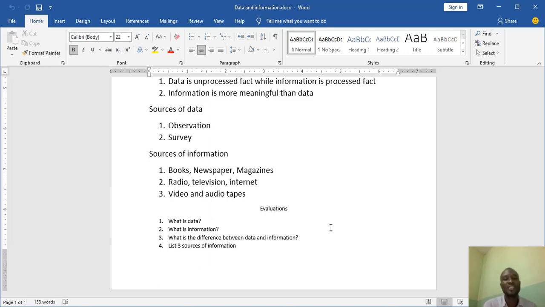Now the third one says, what is the difference between data and information? I told you that the difference is that information makes more meaning, and also information is processed while data is unprocessed. Very good. Now list three sources of information. Remember, they're already here: books, newspaper, magazines, radio, television, internet, video, and audio tapes. So we have so many sources of information.